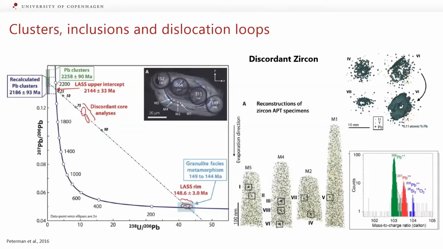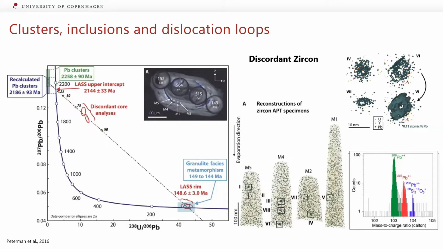So the first type of analysis mainly has been people looking at zircon. So this is a study from Peterman et al. in 2016 looking at discordant zircons, where they found that the core and the rim of the zircon didn't have the same lead composition. And so they selected a region from which they eventually made atom probe needles, and they found these dislocation loops embedded with lead inside these needles.